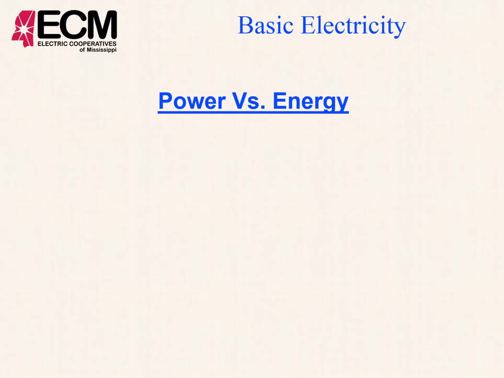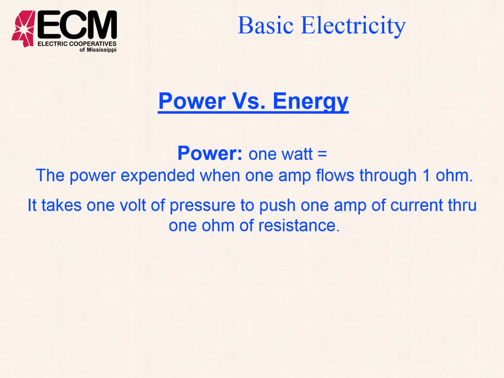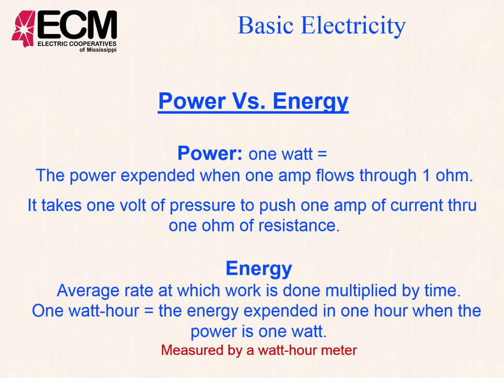So power versus energy, what is the difference there? Power equals 1 watt, the power expended when 1 amp flows through 1 ohm of resistance. It takes 1 volt of pressure to push 1 amp of current through 1 ohm of resistance. I know that's a lot, but that's what it is.